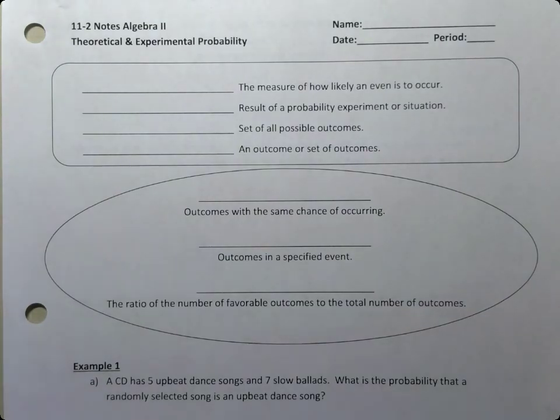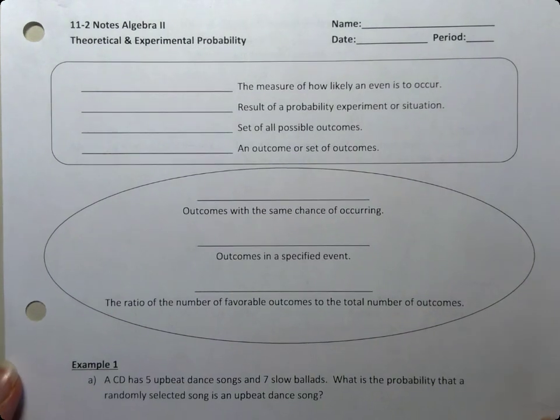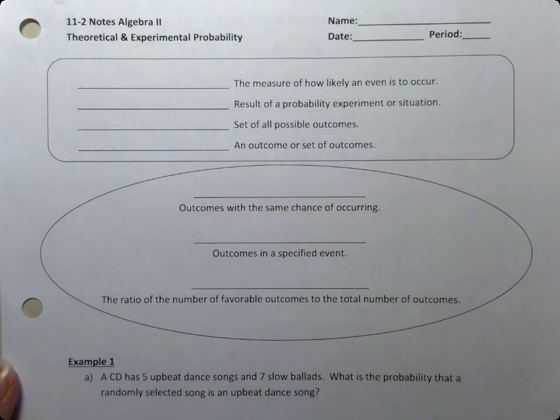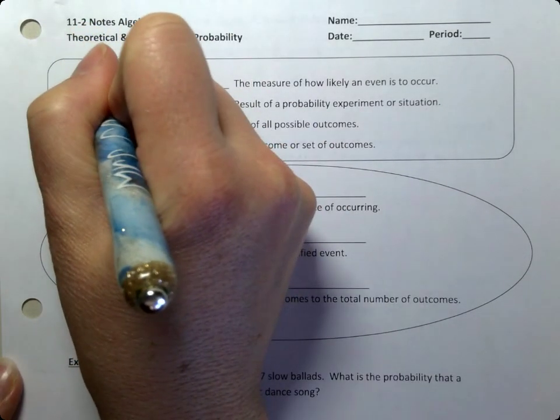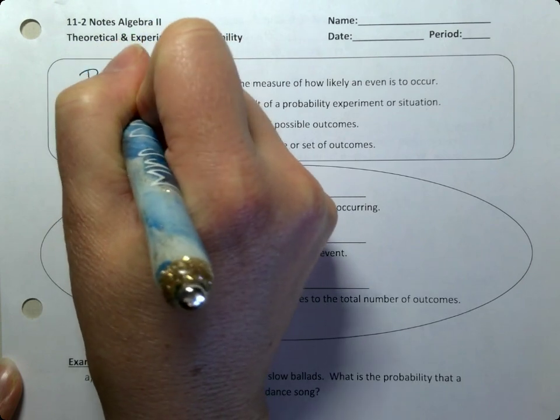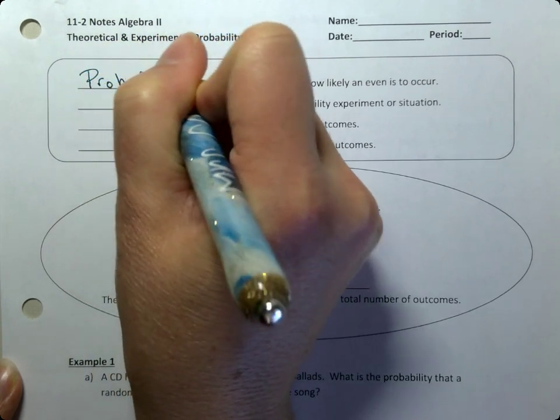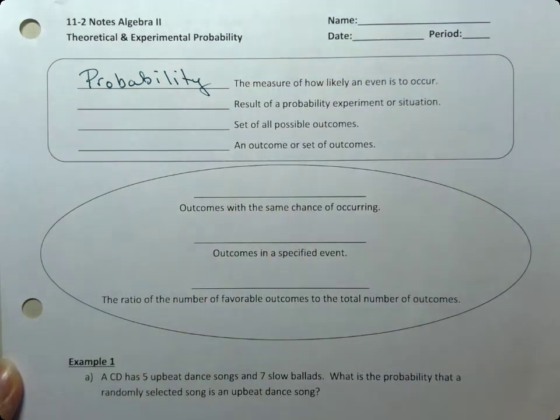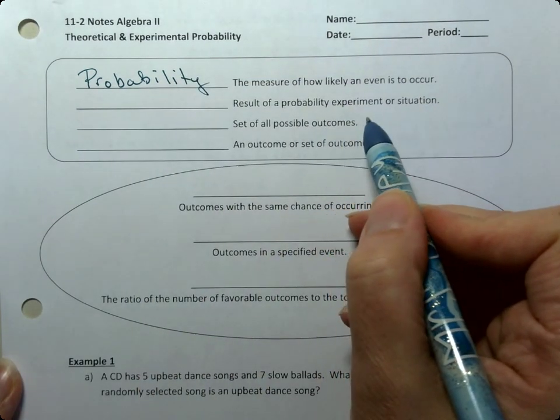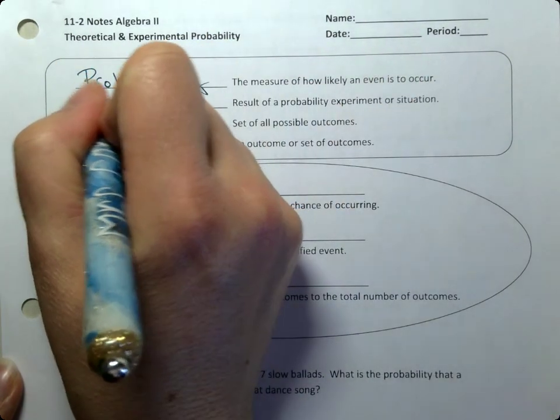All right, we're looking at 11.2 notes today on theoretical and experimental probability. Now, we had done some experiments with this already. Probability is the measure of how likely an event is to occur. So probability is figuring out how likely an event is to occur. The result of a probability experiment or situation is called an outcome.